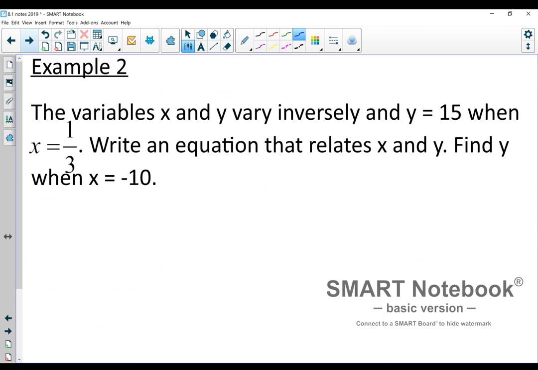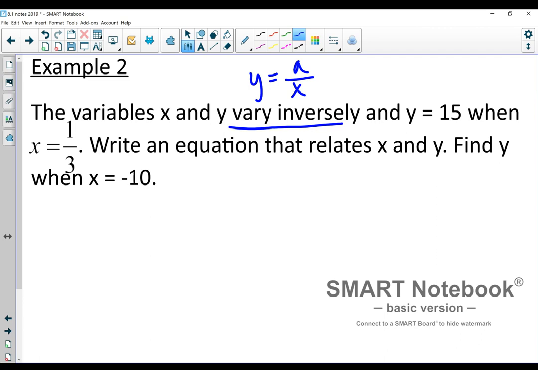For example 2, we are told the variables x and y vary inversely. So as soon as they say vary inversely, we know y equals a over x. That's what they're telling us. And y equals 15 when x is 1/3. Write an equation that relates x and y. Find y when x equals -10.